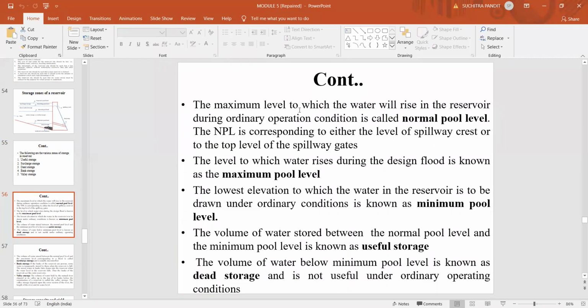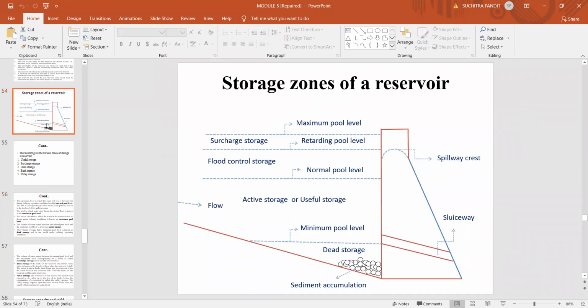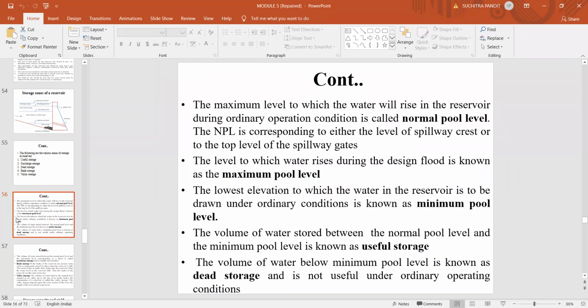Now, the maximum level to which the water will rise in the reservoir during ordinary operation condition is called the normal pool level. The normal pool level corresponds to either the level of the spillway crest or the top level of the spillway gates. And the level to which the water rises during the design flood is known as the maximum pool level. So this is the surcharge storage, correct? Now, these are self-explanatory.